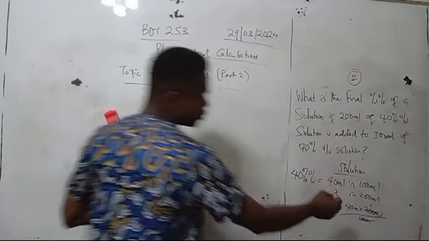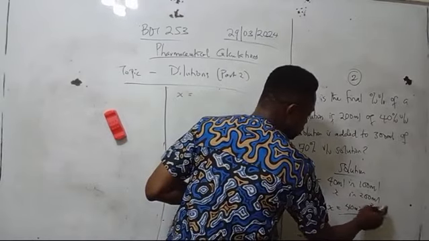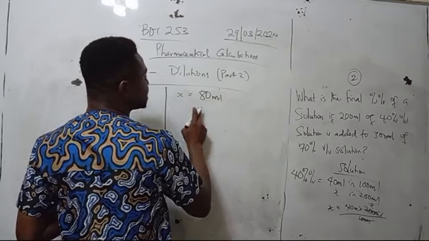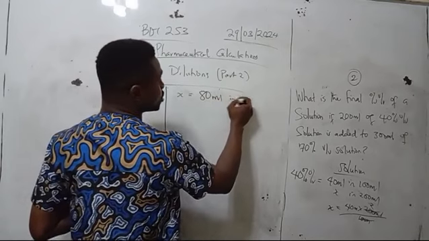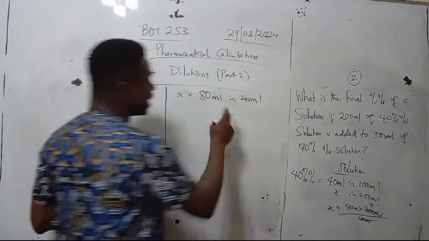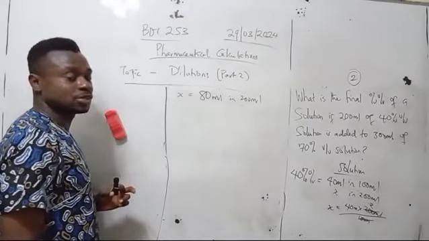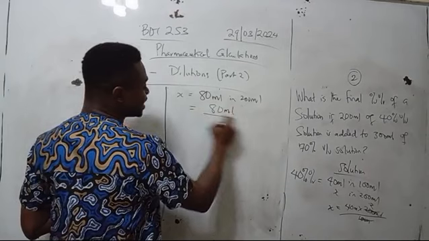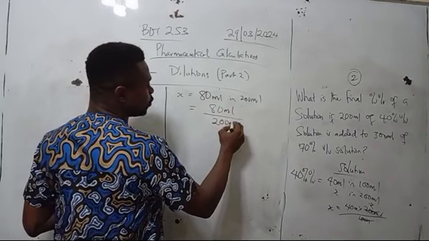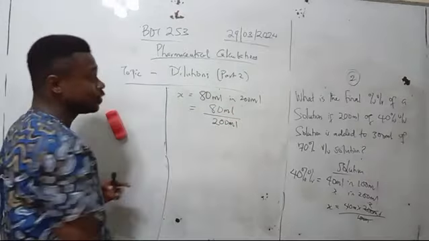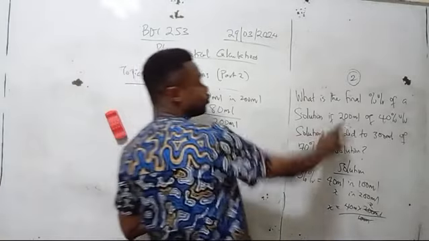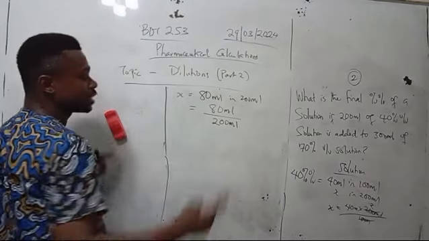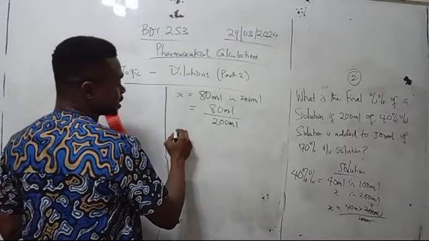Solution. But the volume given is 300 ml. So how many ml of the active ingredient will be in 300 ml? We don't know, we call it X. So X is equal to 70 ml times 300 ml over 100 ml. We cancel ml. 300 divided by 100 is 3. 70 times 3 is 210. So we have 210 ml. So X is 210 ml.